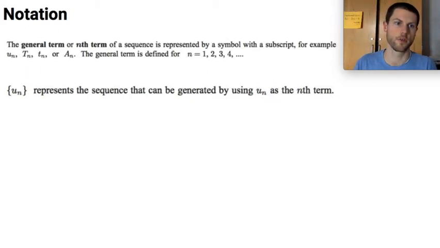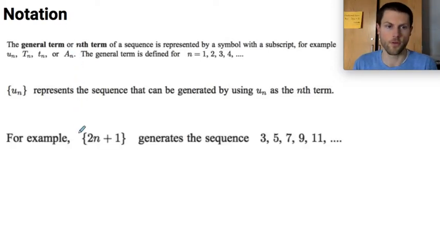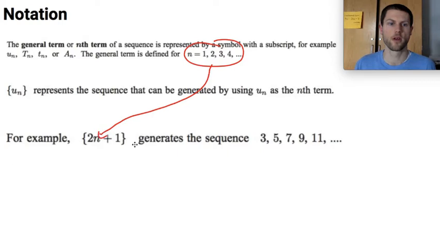We'll see this notation pop up here and there. So for an example, the notation, the set U sub n equals 2n plus 1, would generate the sequence 3, 5, 7, 9, 11. And if you're wondering where these numbers come from, that's by plugging in these natural numbers for n. So when I plug in a 1 for n, I get 3. When I plug in a 2 for n, I get 5. When I plug in a 3 for n, I get 7, and so on and so forth.